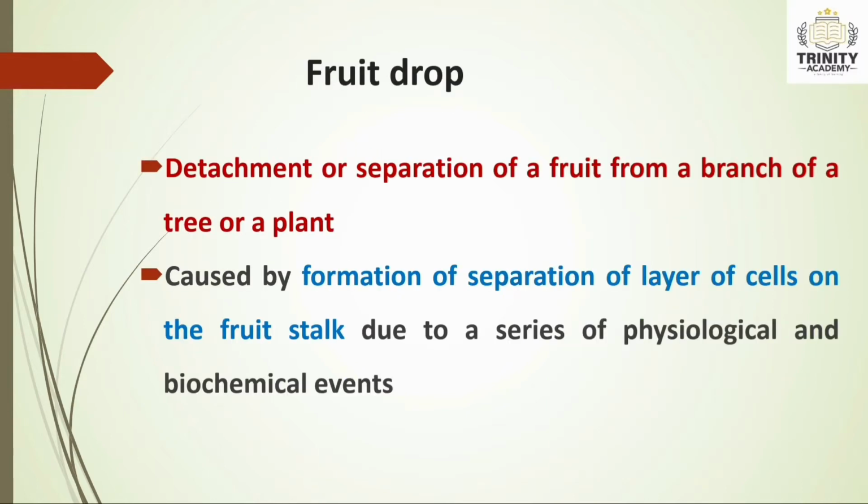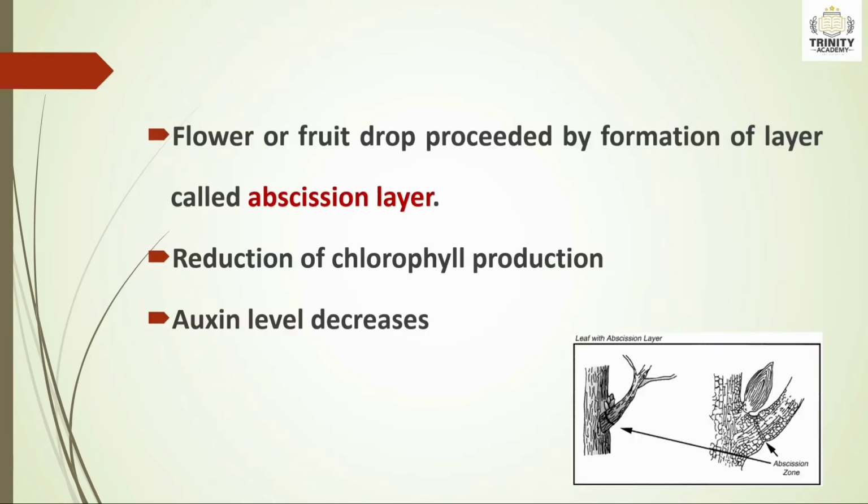A term called fruit drop, which means detachment or separation of fruit from a branch of a tree or plant. And why this happens means because a layer called abscission layer is formed on fruit stalk due to some physiological and biochemical events. What is that separation layer? That is abscission layer, which is made up of a layer of parenchyma cells formed at the end of petiole. The meaning of abscission is shedding of any part of plant, maybe fruit, leaf, flower or seed.